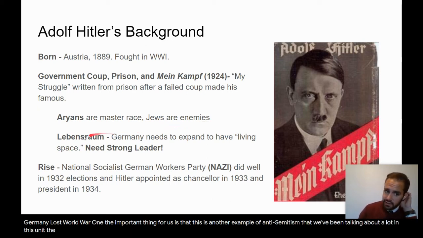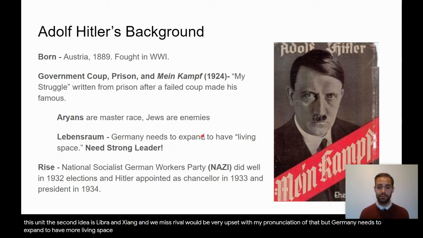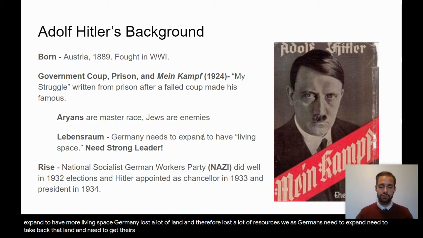The second idea is Lebensraum. Miss Rival would be very upset with my pronunciation of that. But Germany needs to expand to have more living space. Germany lost a lot of land and therefore lost a lot of resources. We as Germans need to expand, need to take back that land, and need to get those resources. In order to do so, we can't wait on the Weimar Republic, this weak and inept government. We need a strong leader, someone who is able to be a fascist like Benito Mussolini.